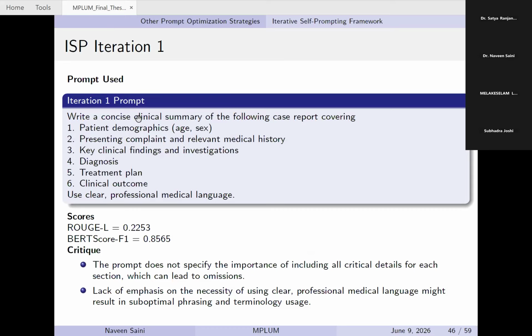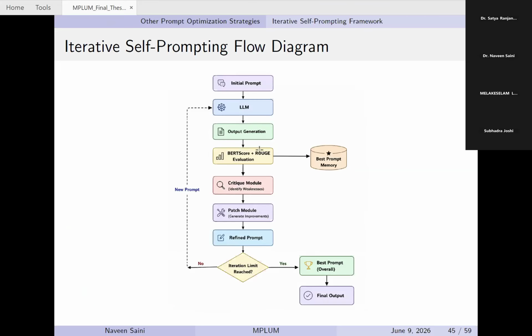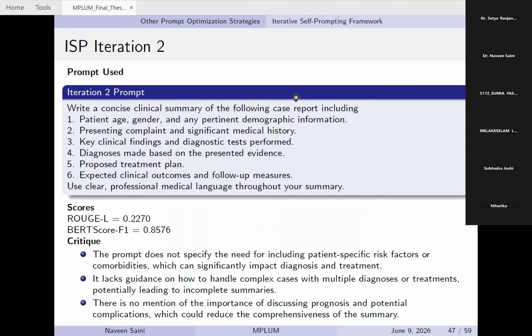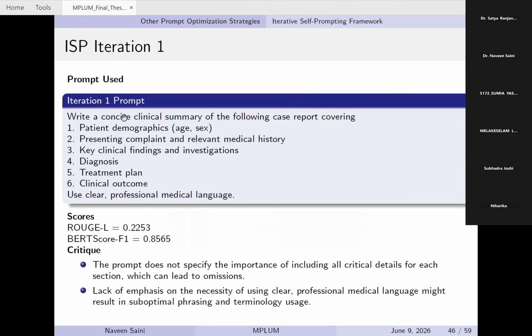Okay. So one more technique is there. Yeah, this is the iterative self-prompting. Now you can say I have some example. For example, write a concise clinical summary of the following case report. It's a medical example. Like I want the clinical summary having the patient demographic, presenting complaint, clinical finding, diagnostic, treatment plan, and use clear professional medical language. So it will generate the summary.